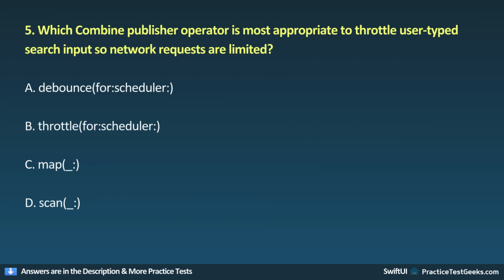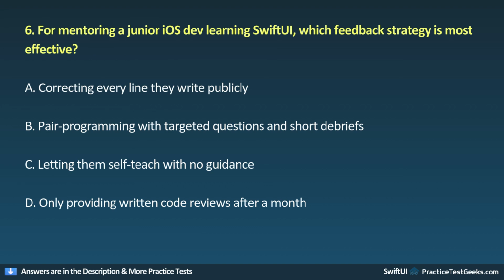5. Which Combine publisher operator is most appropriate to throttle user-typed search input so network requests are limited? A. debounce(for:scheduler:). B. throttle(for:scheduler:). C. map. D. scan.